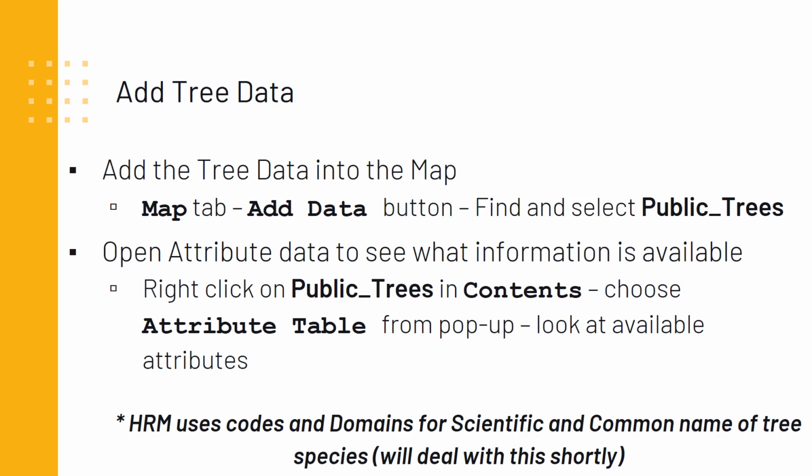Take a look at the attributes that are available. One thing to notice that HRM uses codes and domains for both the scientific and the common names of the trees. We're going to deal with this a little bit later. What you're seeing is actually the domain name and not the actual value that's stored.